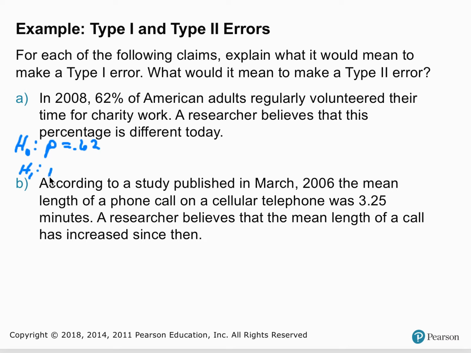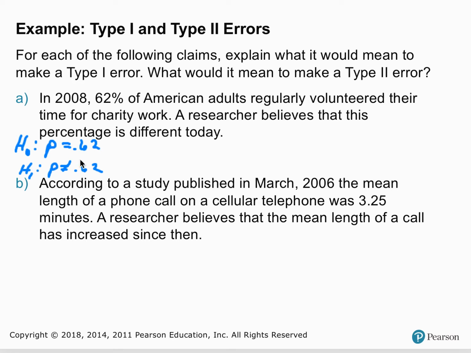Okay, now my alternative hypothesis is just that he believes it's different. In other words, not equal to. Not necessarily larger or greater, just not this. So a type 1 error is made if the researcher concludes that this is not 0.62, right? In other words, type 1 is when you reject the null hypothesis and you should not have. A type 2 error is made if he does not reject it and he should have, right?